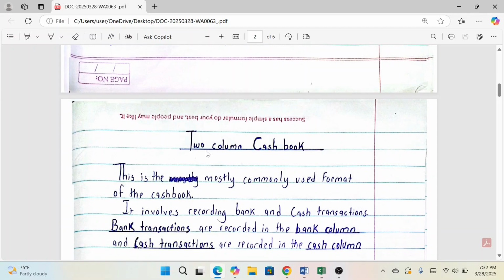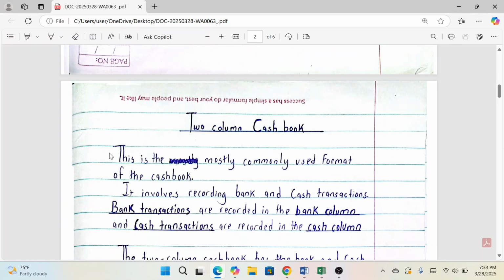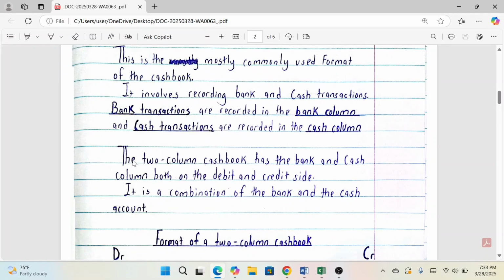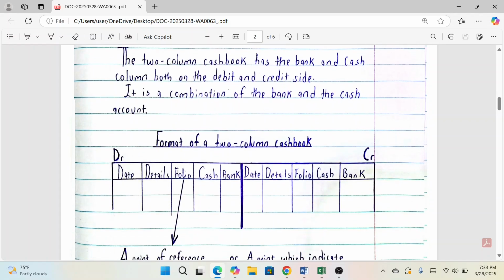Then we go to the two-column cash book. Now with the two-column cash book, this is the most commonly used format of the cash book. It involves recording bank and cash transactions. The bank transactions are recorded in the bank column, and the cash transactions are recorded in the cash column. The two-column cash book has the bank and the cash column both on the debit and the credit side. It is a combination of both the bank and the cash, and below is the format.